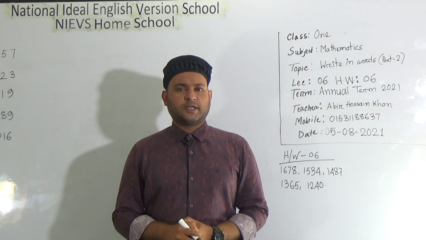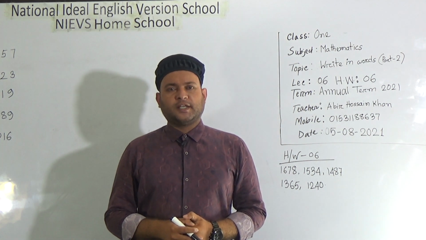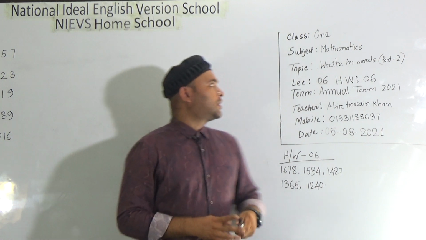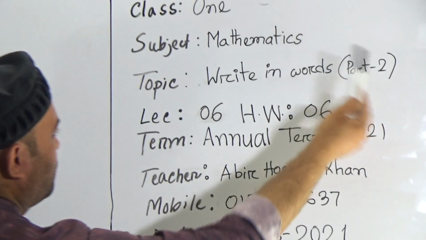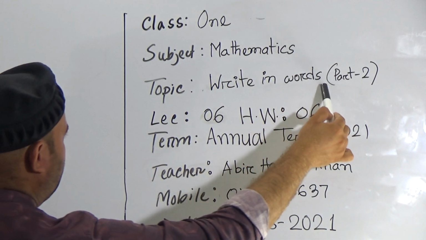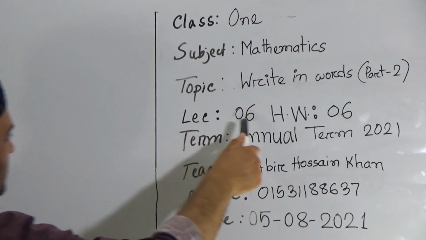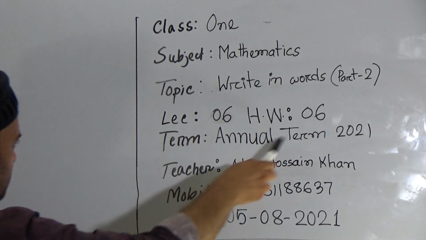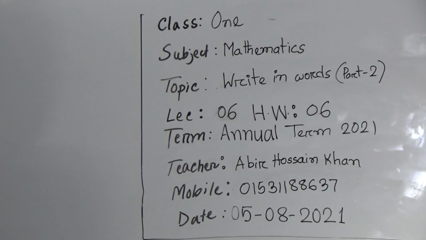This is Abir Hossain Khan, assistant teacher in mathematics of day shift in National Ideal English Version School. Today I'm going to take mathematics class for class 1. Our topic today is writing words part 2. We have already learned part 1. Our lecture 6, our SW number is 6. You have to submit SW6 in your school campus on next Saturday. Now let's start our class.